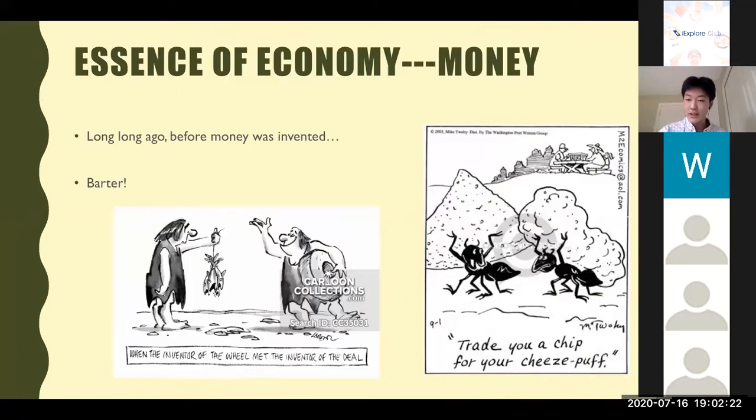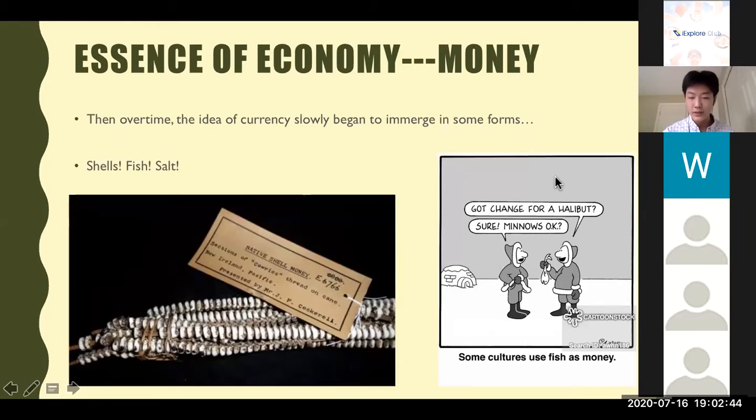For instance, in these pictures, you can see humans and ants swapping foods. And this was very common at the time because people lived rather primitively, and they had not developed themselves into a very advanced civilization. But then as time moved on, the idea of currency slowly began to emerge in some forms. And the most common form of currency was shells.